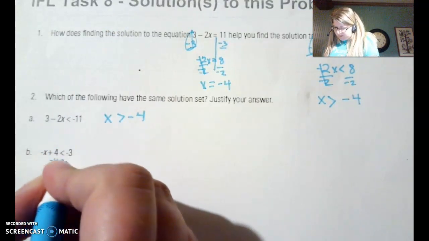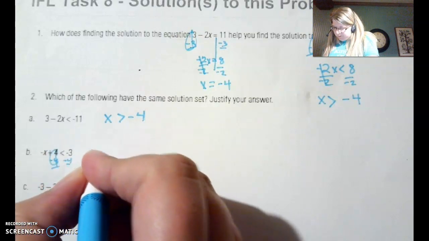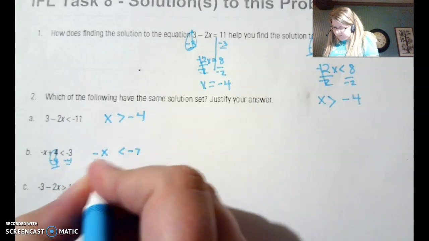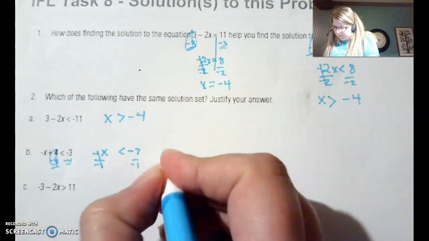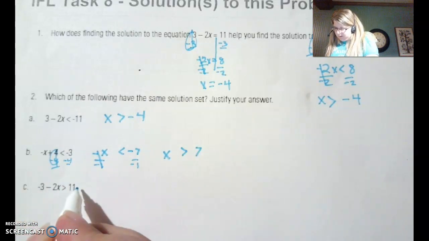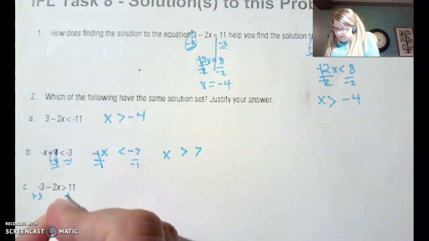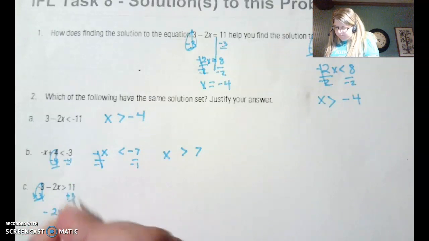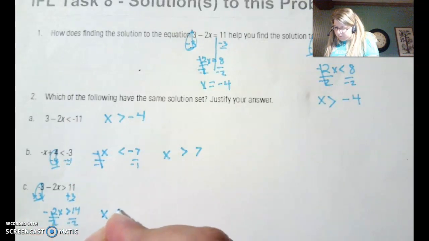This, I would subtract 4 from each side, which would give me the opposite of x is less than -7. Divide each side by -1, which reverses the inequality symbol. Okay. Here I would need to add 3 to each side. So -2x greater than 14. Divide by -2, which reverses the inequality symbol. Okay.